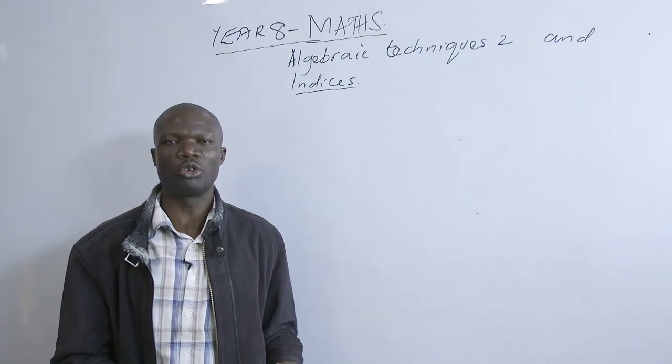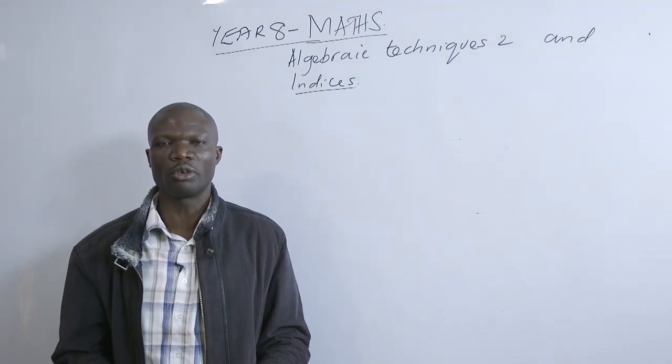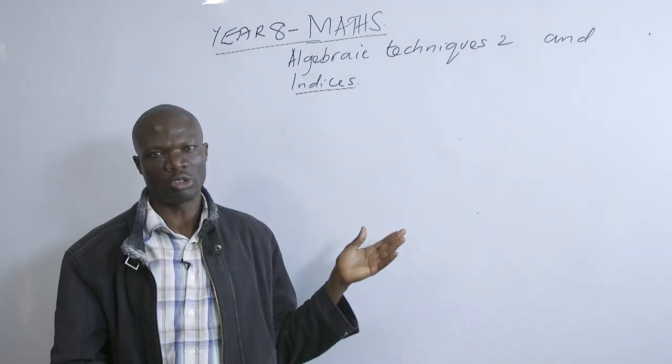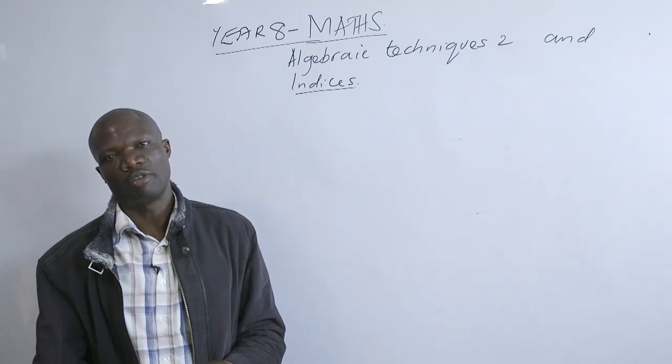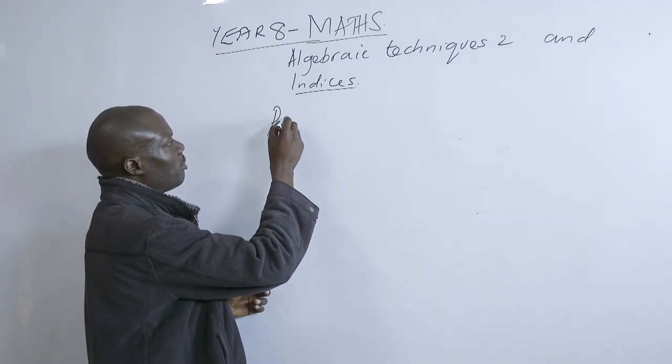And we are not going to go through new things. These are things that we've gone through, and we should know part of them as we develop into algebraic techniques 2 and indices. First, we need to remember what we call a pronumeral.